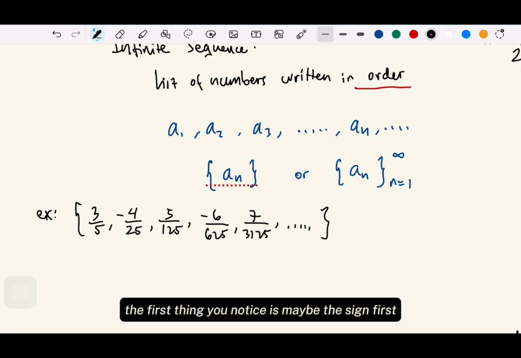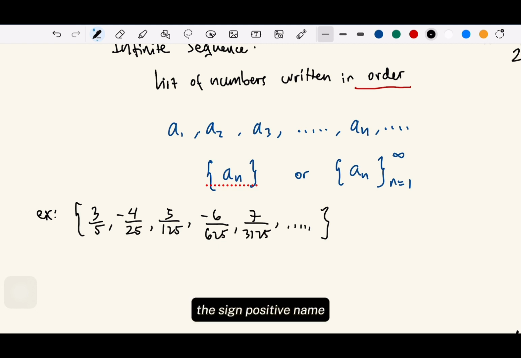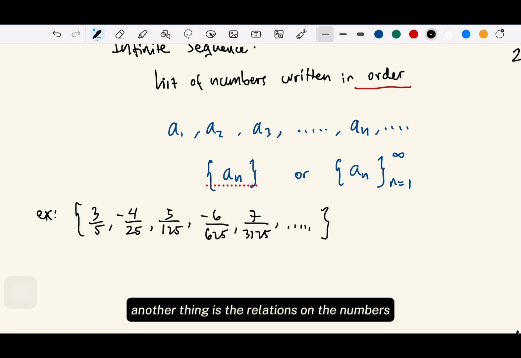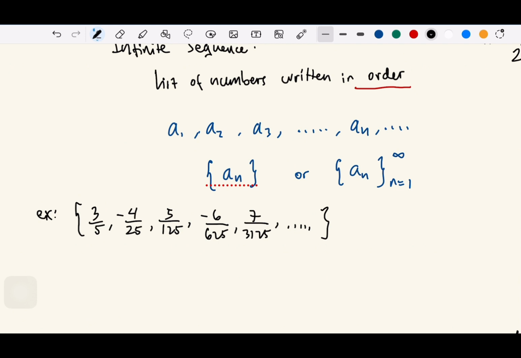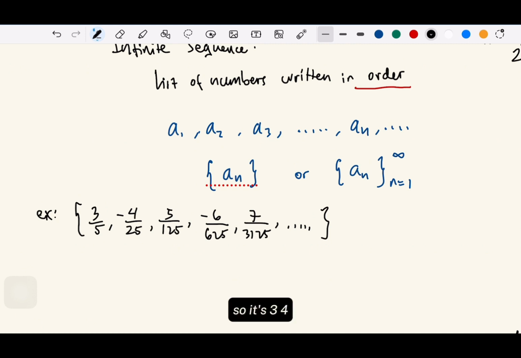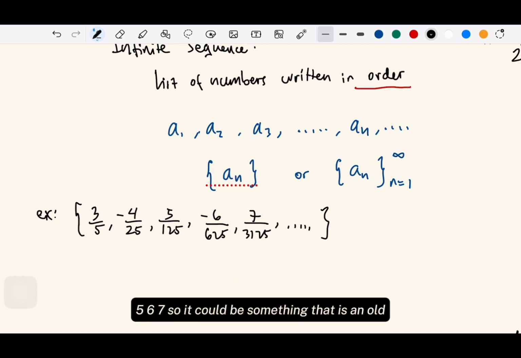The first thing you notice is maybe the sign first. The sign, positive, negative. So it has positive, negative, positive, negative, positive, negative. That's one thing. Another thing is the relations on the numbers from the previous term and the next term. So it's 3, 4, 5, 6, 7. So it could be something that is in order, right?